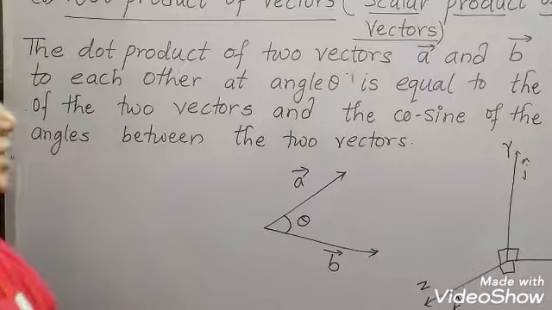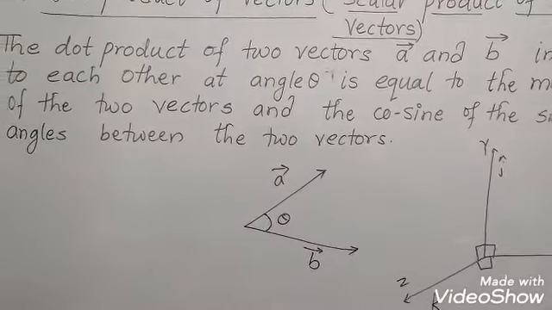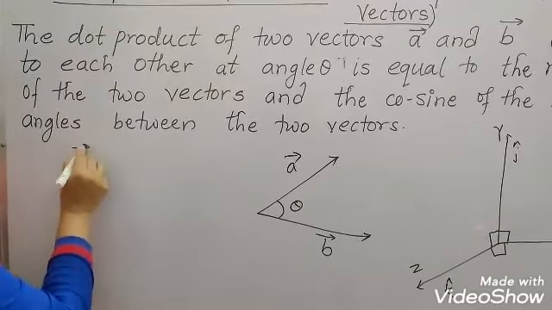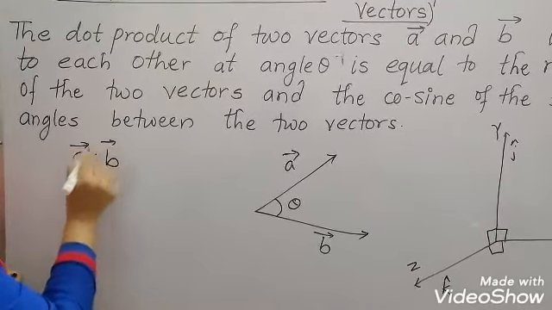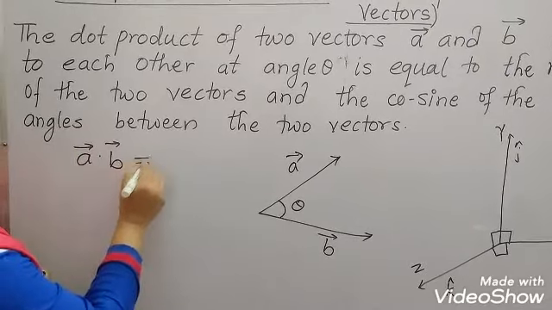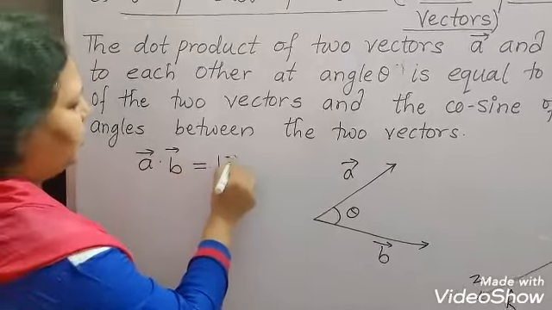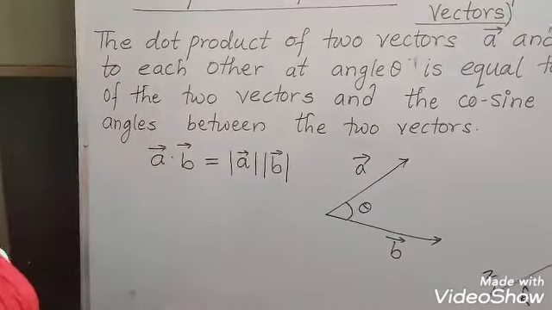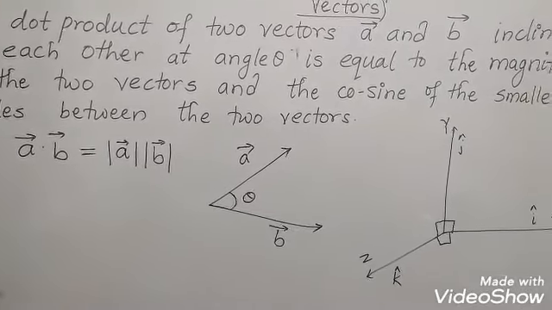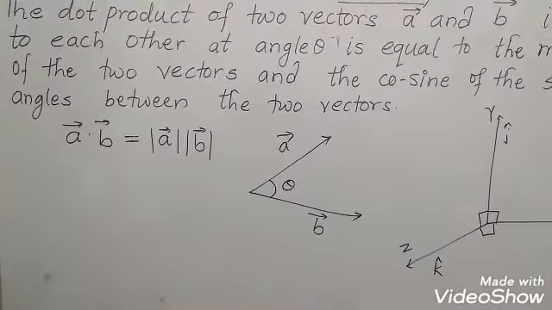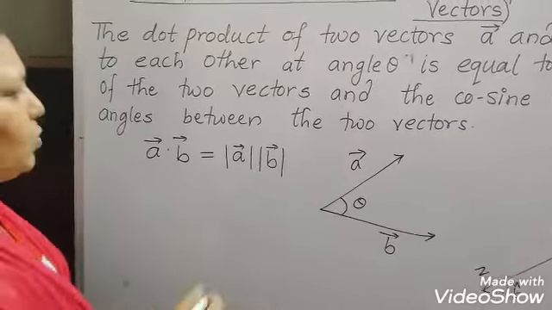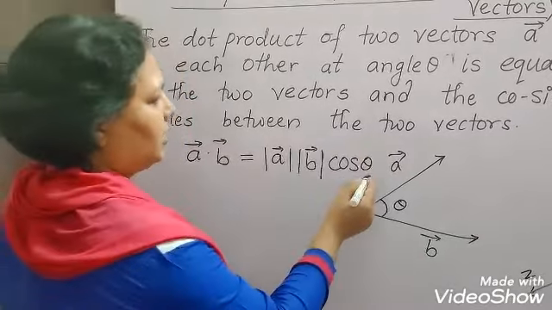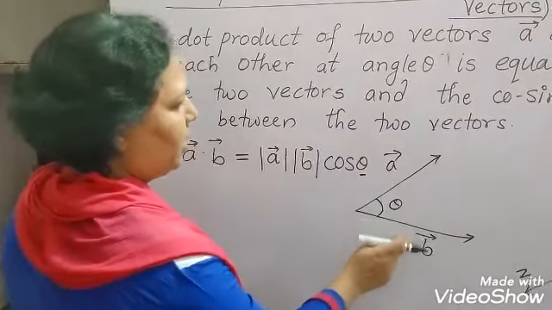This is angle theta. The dot product is equal to the product of the magnitudes of the two vectors and the cosine of the smaller angle between the two vectors. That means cos theta, and this theta is the angle between A and B.